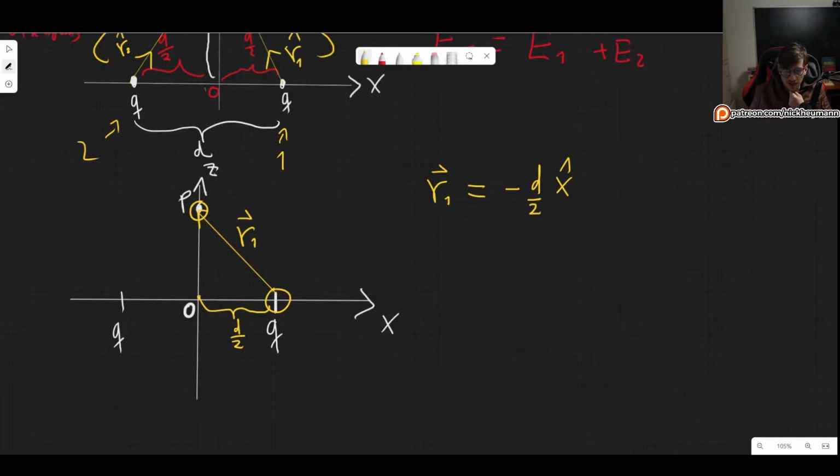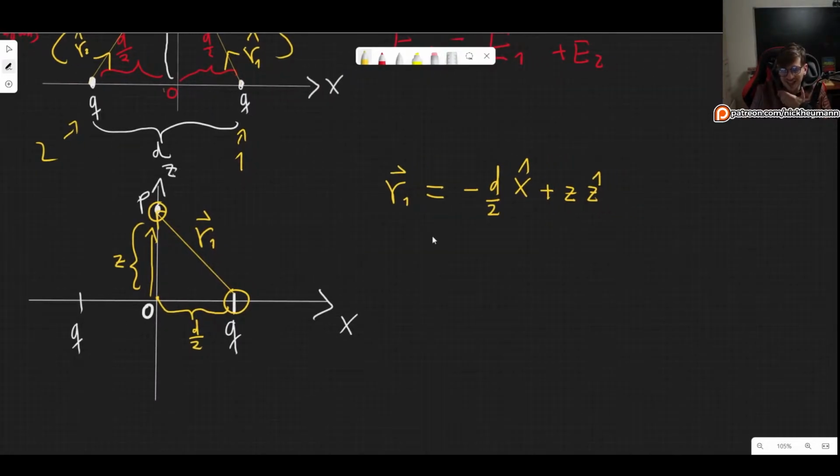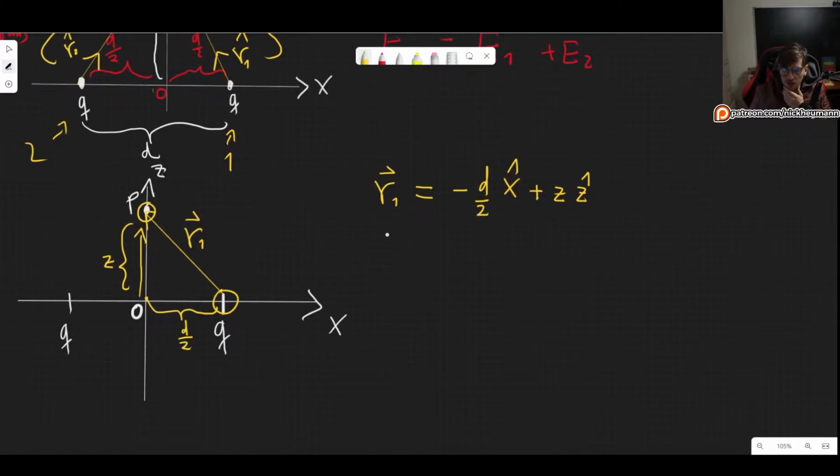And then once I'm here, I need to go up a distance z, right? We are told this is a distance z, which is going to be our variable. We can put this closer or further away. And then I need to go up a distance z, so plus z, in the z hat direction. And there we go. This is vector R1. And notice that now we can easily find everything else, because what is the modulus of vector R1?